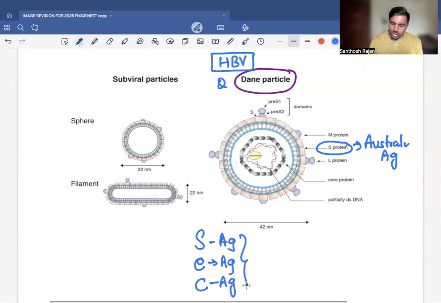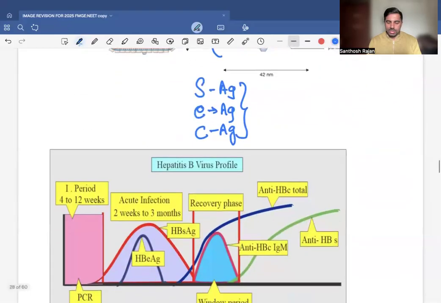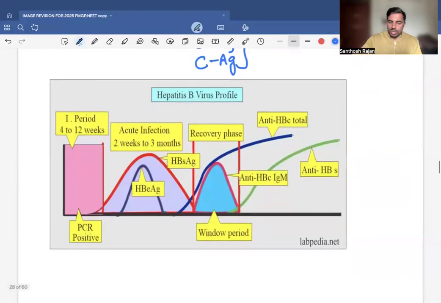So please learn all the diagnosis: acute, chronic means what, when there is infection, or when there is immunity, how you classify severity, which one determines those things. Now we are on the picture. When they give a picture like this, I'm giving you a clue: if they talk about S protein, core protein and all, then think of hepatitis B virus. It's called the Dane particle. This is a hepatitis B virus profile.